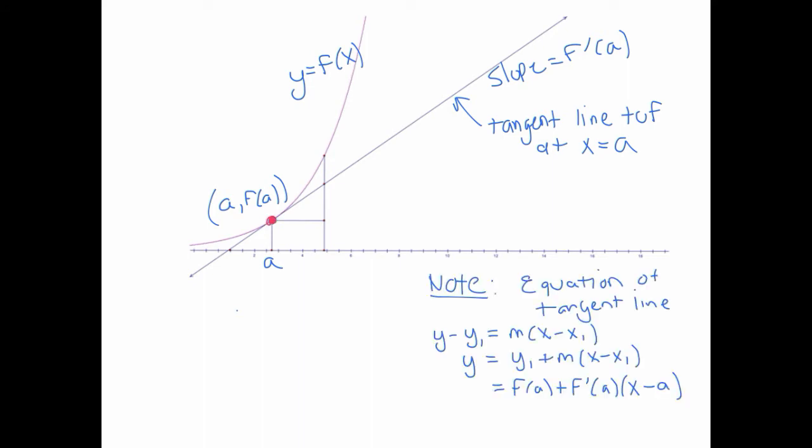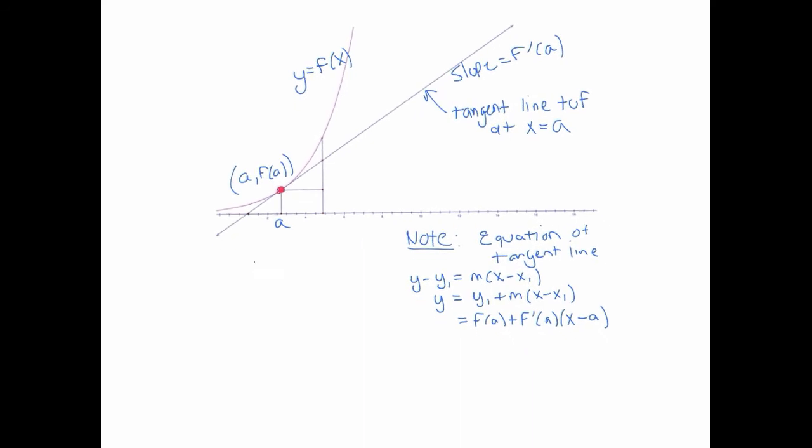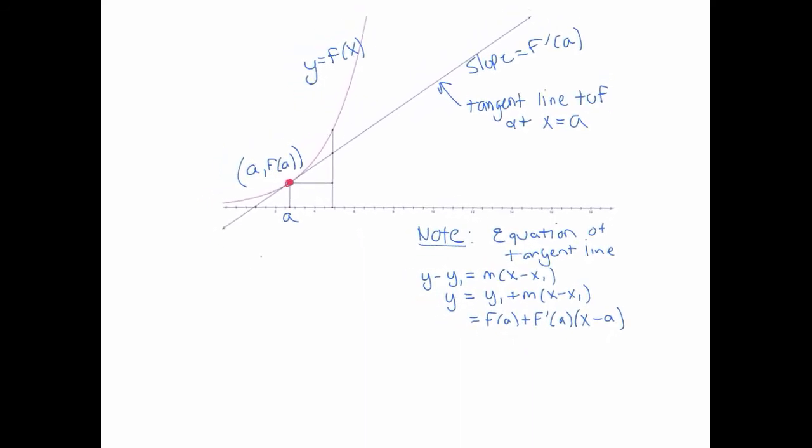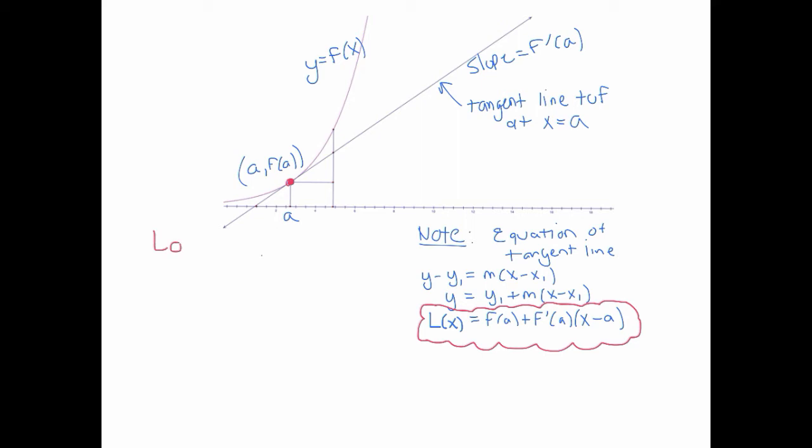So I haven't done anything really sophisticated here. I've just changed some notation, some labels, some symbols. Now, I can't call this f of x because f of x is the function itself, but I do want to view the tangent line as a function, so I'm going to call it L of x. All right, and so that is what we call the local linearization of f at a.